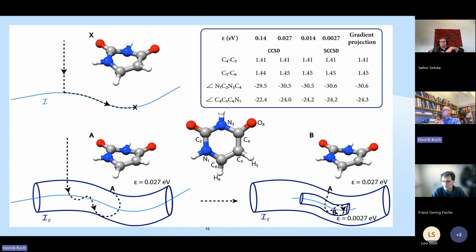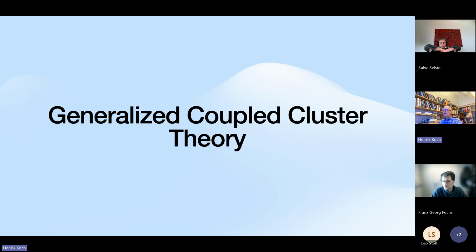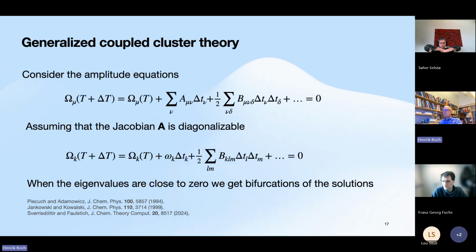If you then do the same for SCCSD, that is a method where we have actually corrected the problems with the conical intersections, then you see that we get very similar results. So this is the method that we have used in order to locate those conical intersection points that we have studied. So what can we do in order to fix this problem?